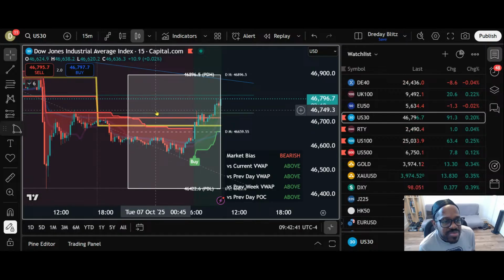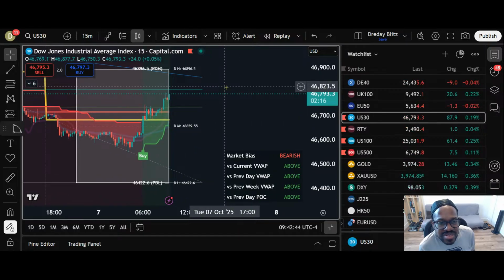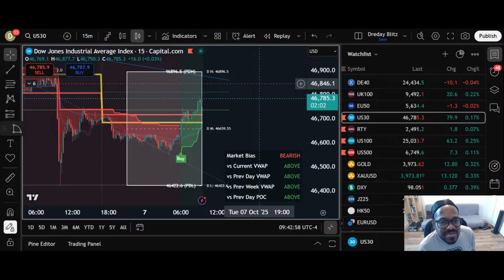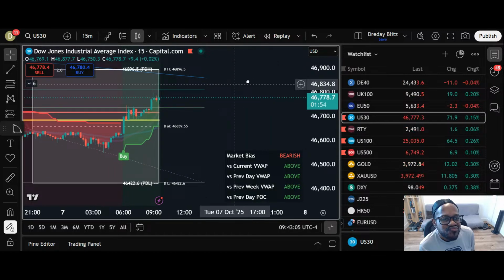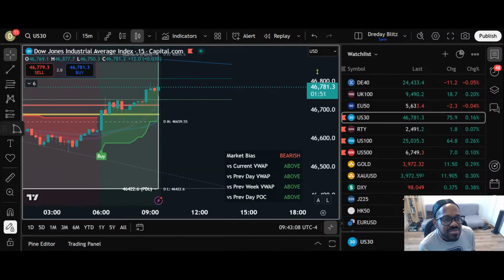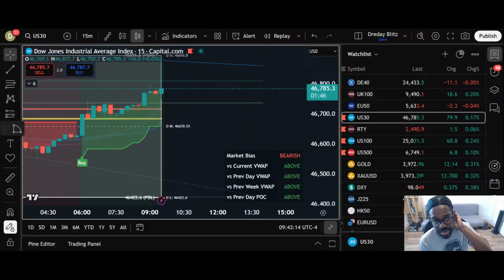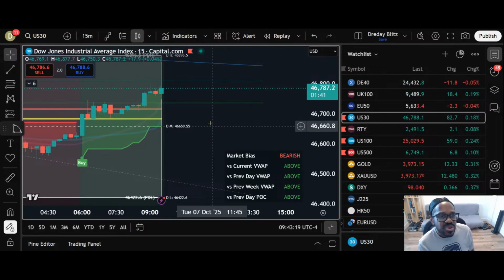Trading above POC and VWAP, but the overall market bias here is bearish. As you can see, price is retracing here to the downside. So that was grabbing some liquidity here at the top, waiting for it to go lower here.